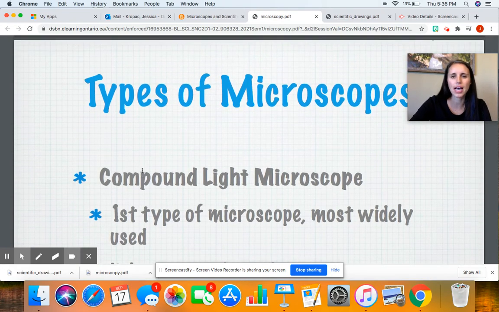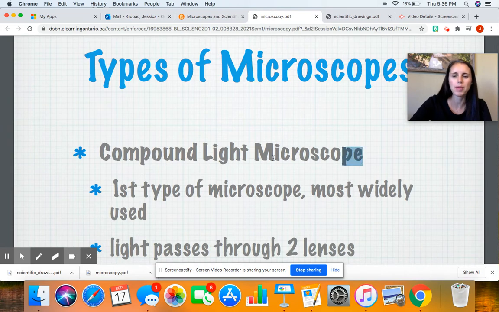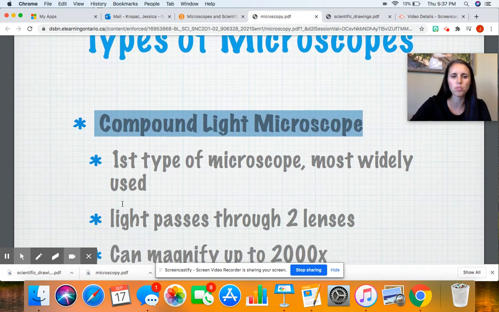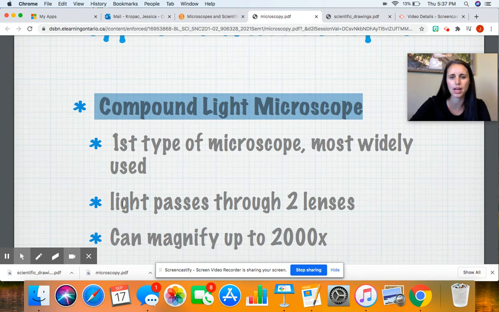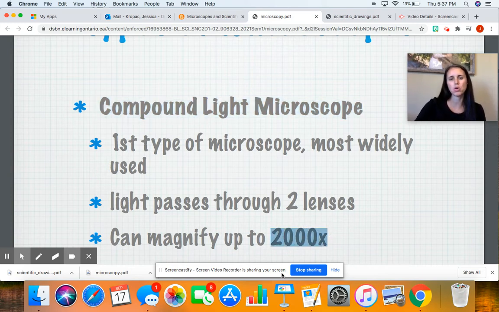We're going to look at the different types of microscopes that are out there. In class, we use a compound microscope. It's the first type of microscope that was found, and it's the most widely used. The reason it's most widely used is that it's typically inexpensive to make when comparing it to the other types of microscopes we're going to talk about in class. In the school, we actually don't have anything but a compound light microscope. It's what we can afford. Does the trick though. It can magnify an image up to 2,000 times. So it allows us to zoom into really anything that we need to see at our level of science.